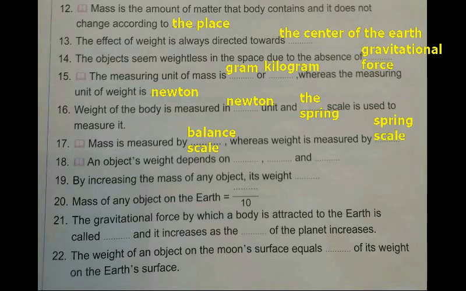Number 18. An object's weight depends on, we will remember here the three factors: the object's mass, the planet (between brackets, the place where the object exists), and the distance between the object and the center of the planet. Number 19. By increasing the mass of any object, its weight increases.